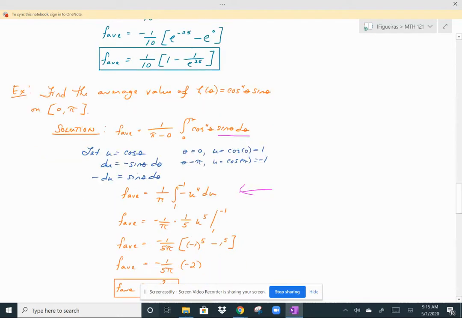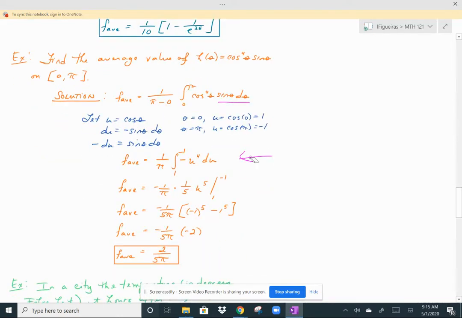So remember, with u substitution, after you do your substitution, you should have a simpler integral to evaluate. If it's more complex, you probably did something wrong with your u substitution. So here we take the antiderivative. So I get 1/5 u to the 5th, and I pulled out the negative along with the 1 over pi. Substitute in your upper limit and your lower limit. Remember, your upper limit is the smaller number, negative 1, and your lower limit is the larger number, 1. And that's because of the relationship that we established above.